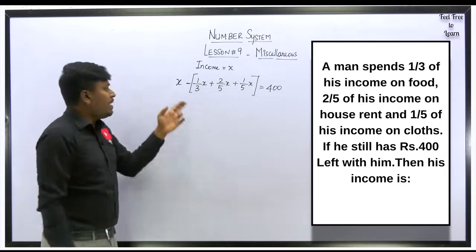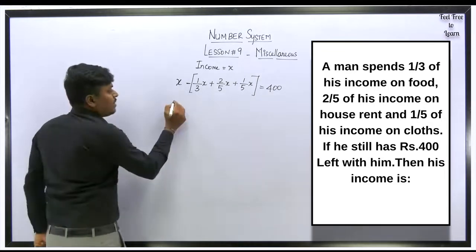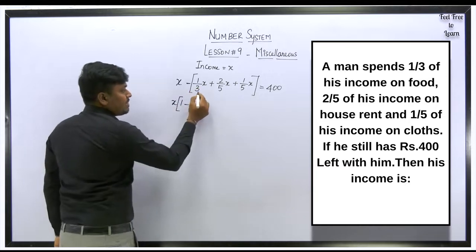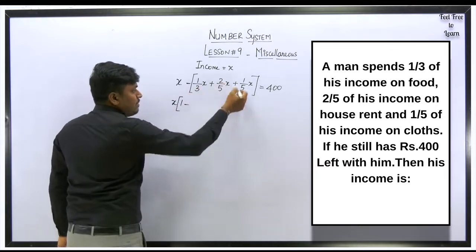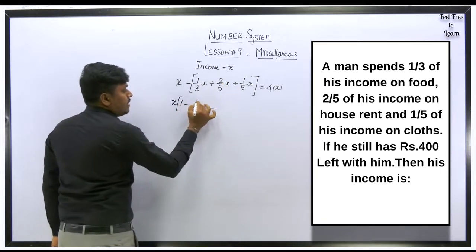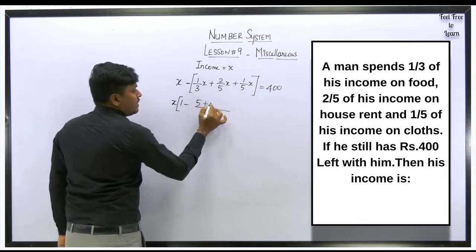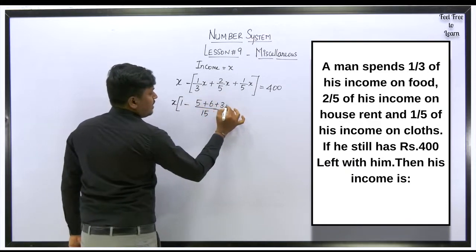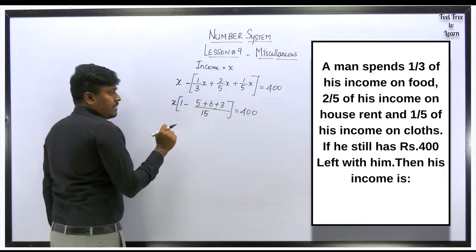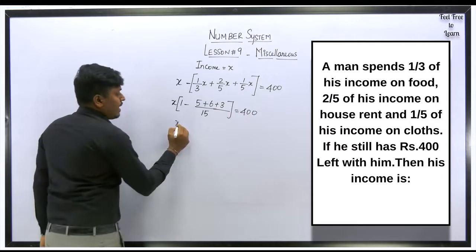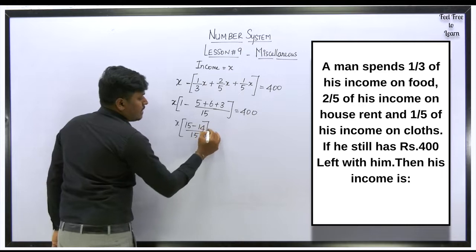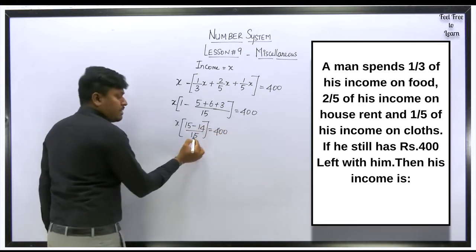So our target is to find the income. So let me subtract all the values. Let me take X outside here. So 1 minus of 1 by 3, 1 by 5, 2 by 5, 1 by 5. So let me take 15 as LCM here. 5 threes are 15, so this will be 5. 5 threes are 15, 6. Again 5 threes are 15, 3. So is equal to 400. So 6 plus 5 will be 11. 11 plus 3 will be 14. So X into 15 minus 14, divided by 15 is equal to 400. So this can be written as 1 by 15.